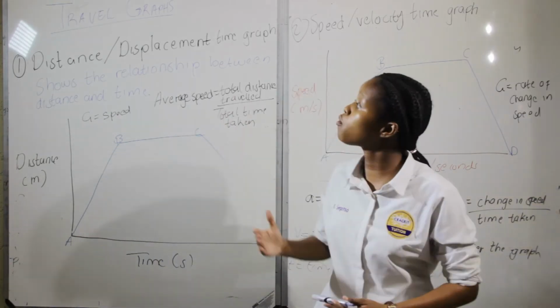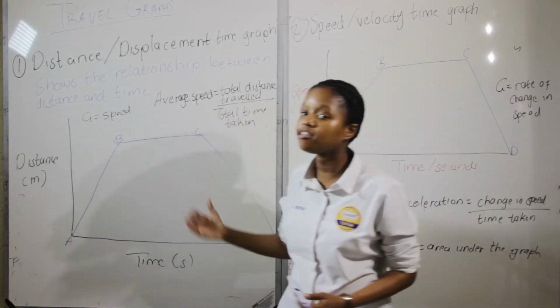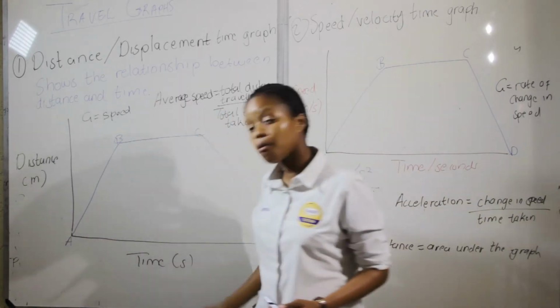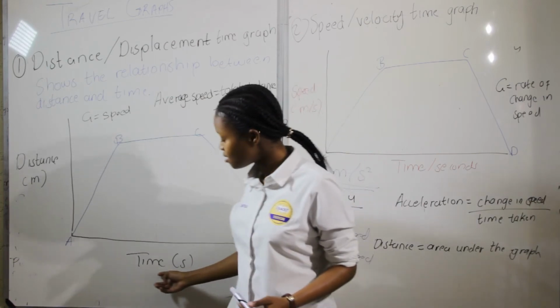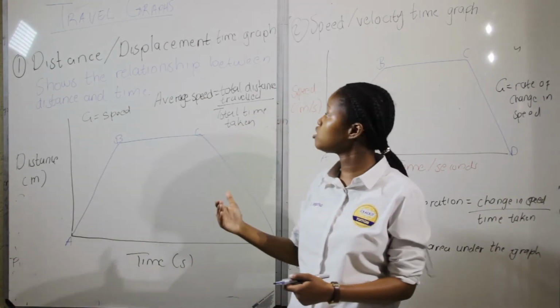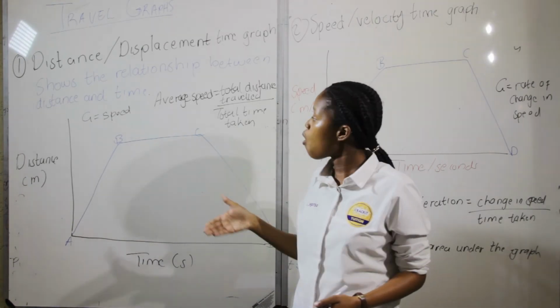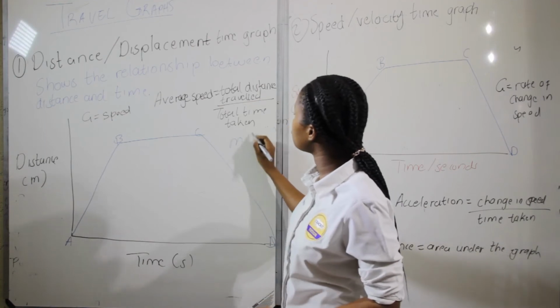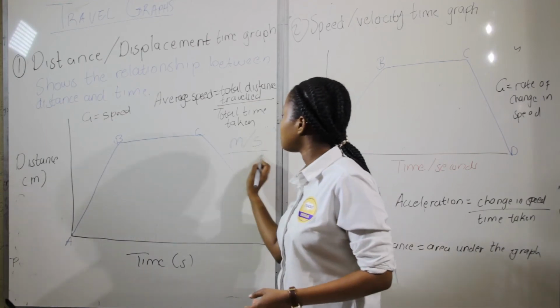It's the same thing when we come back to the distance or displacement time graph. We're talking about meters, our distance in meters, and our time in seconds. When we get onto speed, because we said when we calculate speed you take the total distance over the time, your units are going to be meters per second.